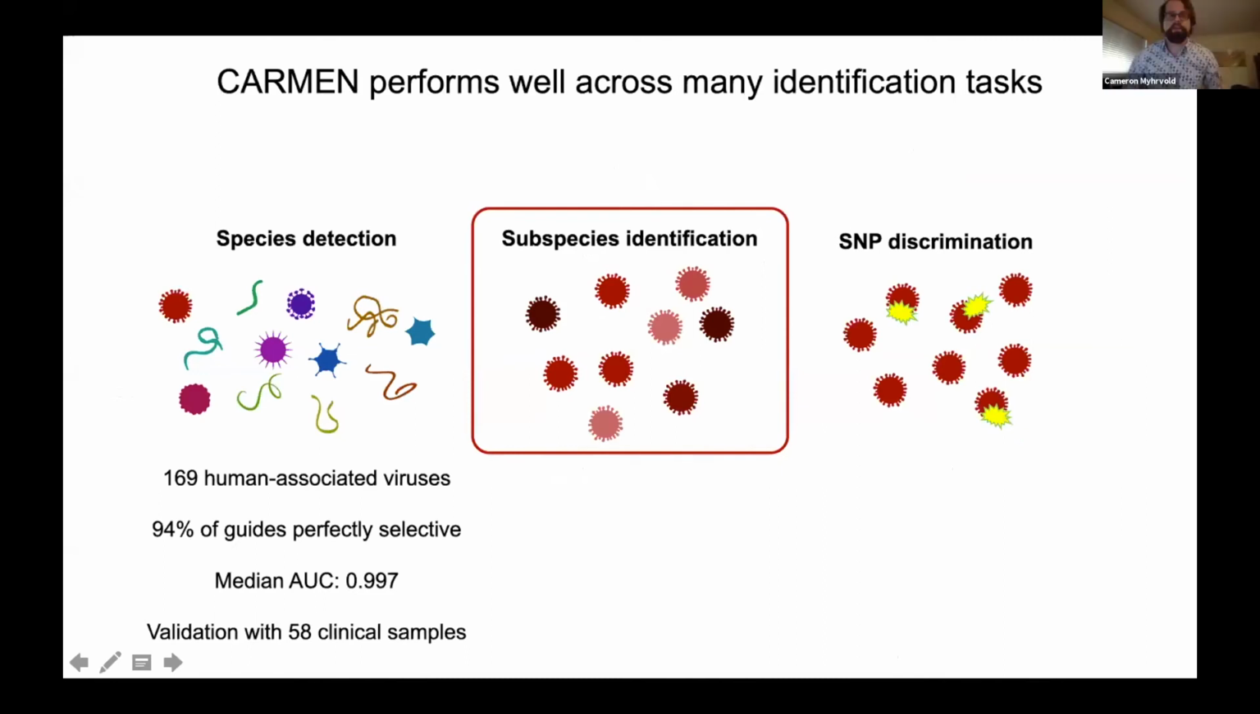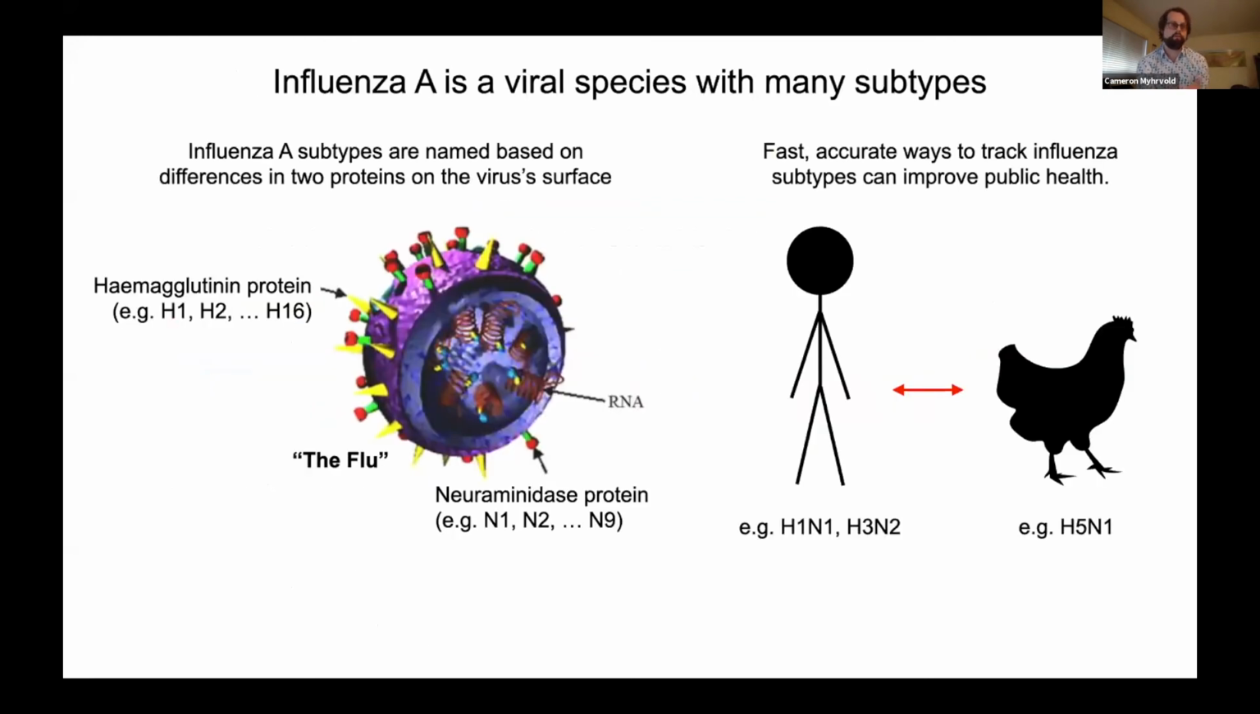Yeah, that's right. As you can see from what Cheri has shown you, CARMEN works really well for species detection. We really wanted to challenge ourselves though and see how sensitive and specific the Cas13 detection could be by going after both subspecies and SNPs. To start, we decided to go after subspecies, and the canonical example here really is Influenza A, which is one of the causative agents of flu.